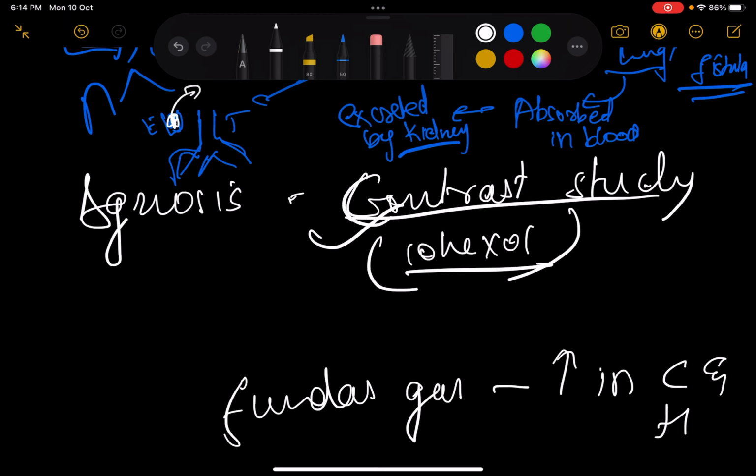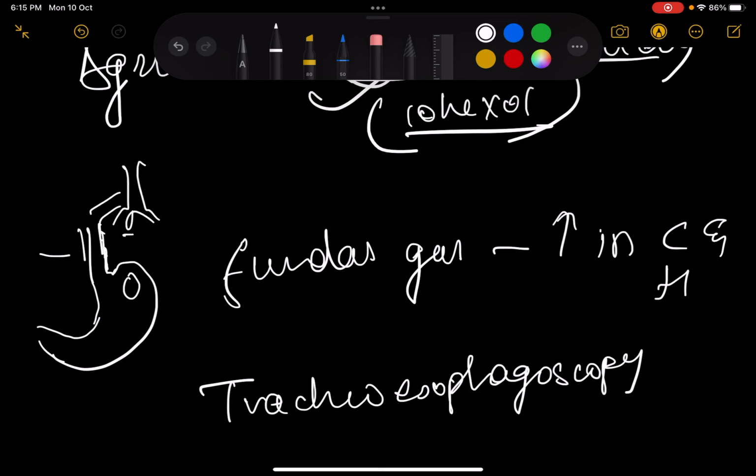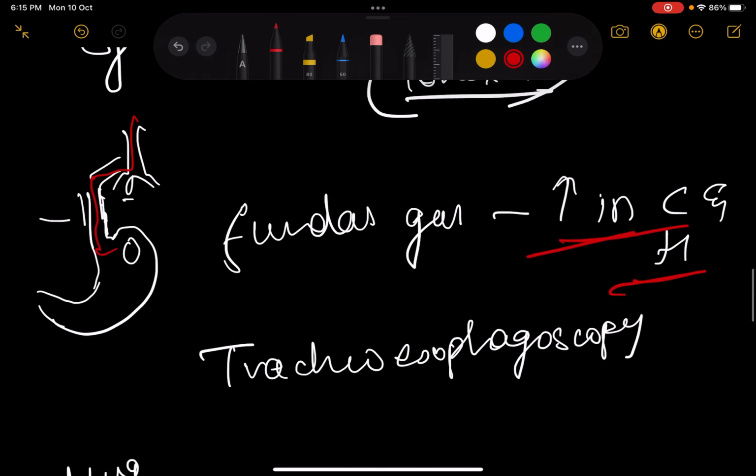If it's entering the trachea, it's obviously going to show that, so you use an iohexol dye. The other thing you could use is fundus gas. The esophagus has air, and it enters through the diaphragm into the abdominal cavity and then into the stomach, so there could be a certain amount of air. But if the fistula is present into the trachea, there's increased air, so there's going to be increased fundus gas, and therefore it is increased in type C and also in type H.